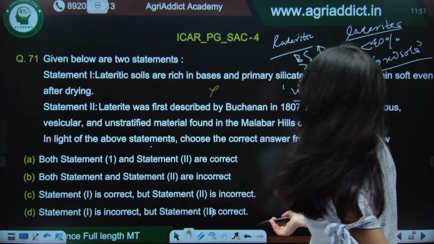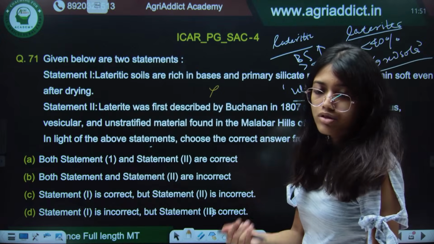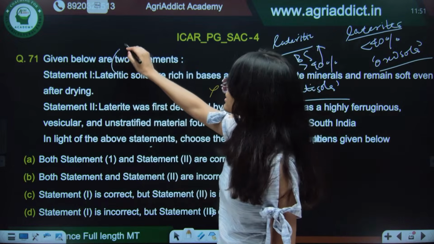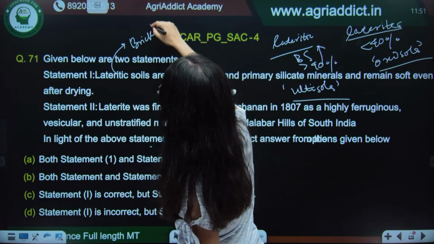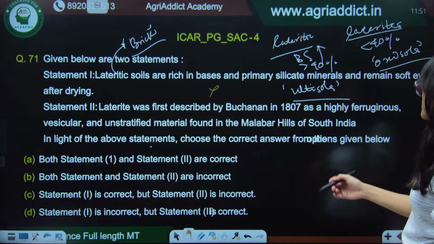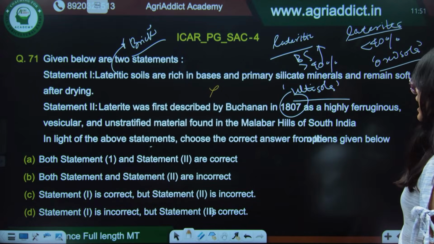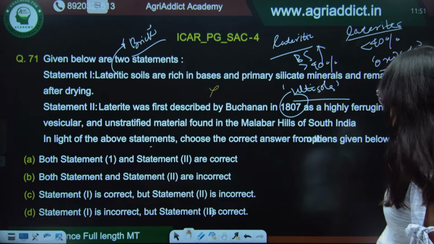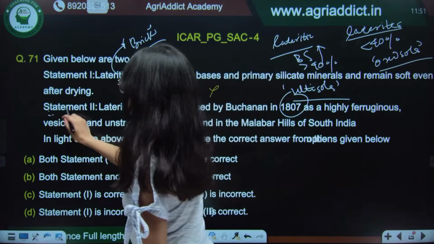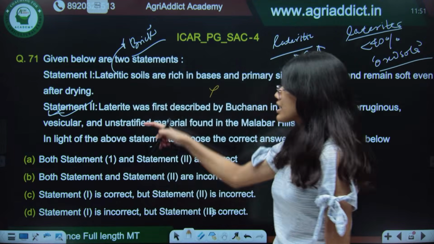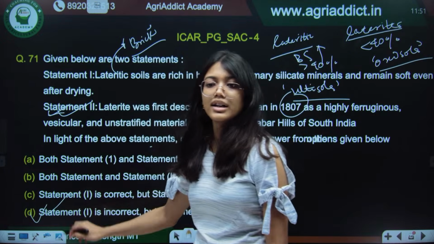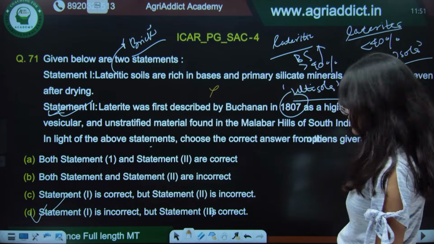Yes. Okay. Now, they will not become soft after drying. They will be very hard after drying, and that is why this laterite term was taken from brick. Brick will be very hard after drying, right? And it was first described by Buchanan as a highly ferruginous vesicular unstratified material found in the Malabar hills of South India. This is true. But the statement 1 is not correct. So, statement 1 is incorrect, but statement 2 is correct. Option number D will be our correct answer.